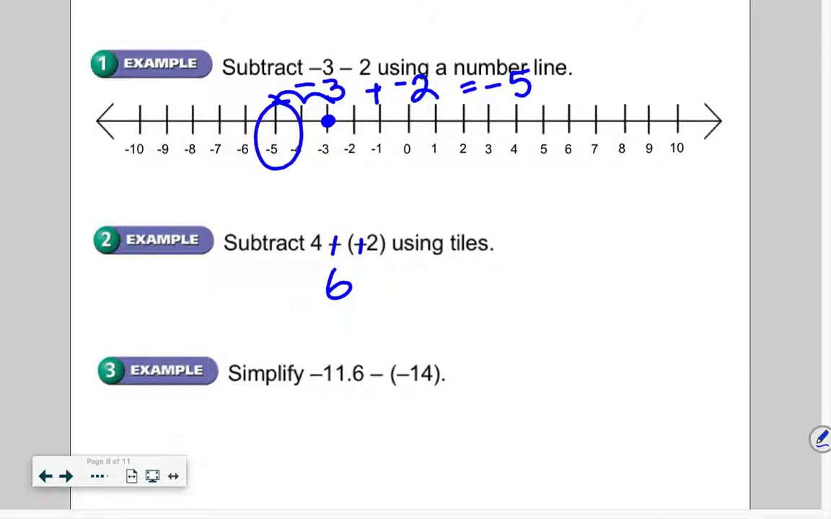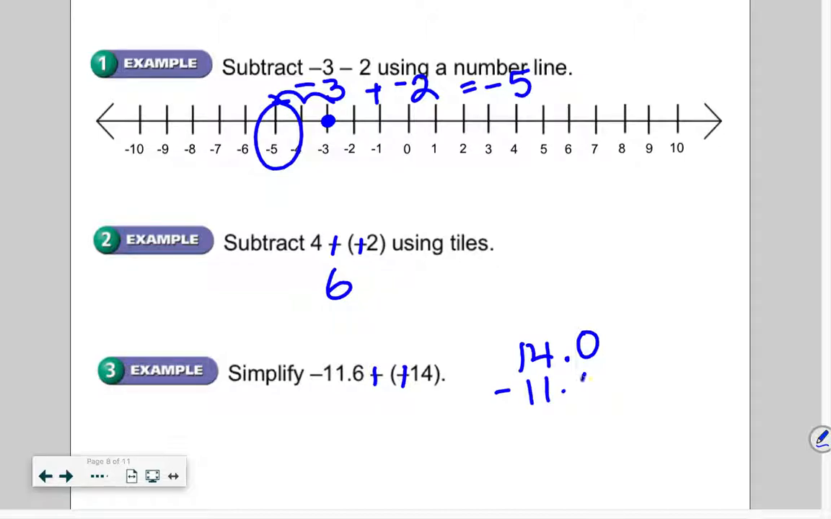Example 3, same thing apply? Change subtraction to addition, change the sign of the second number. So now I have one that's negative and one that's positive. What are we going to do with that? It is going to be a positive answer because 14 is bigger. What else? Subtract them.